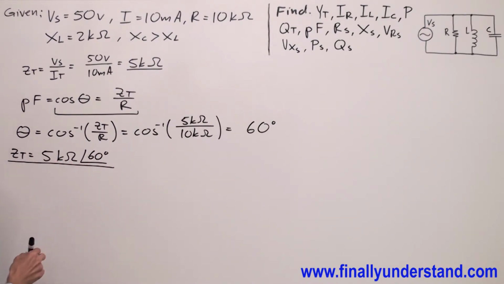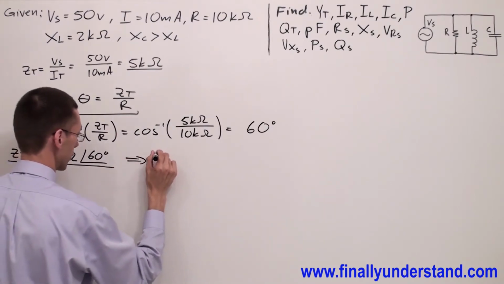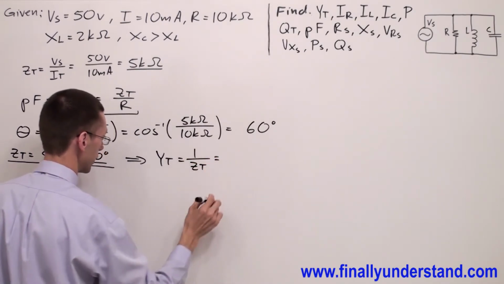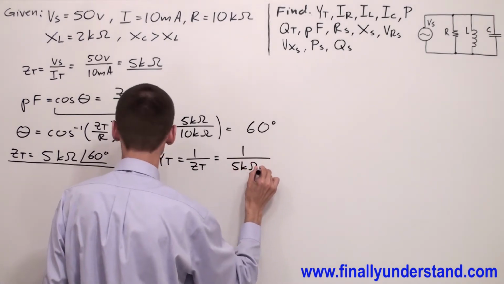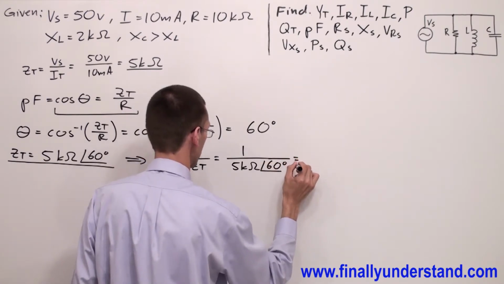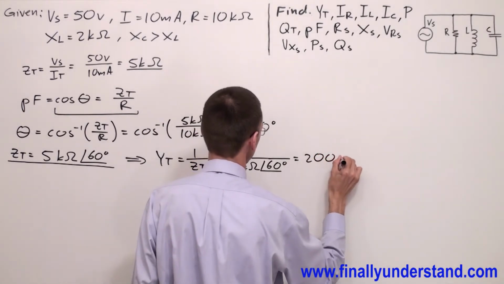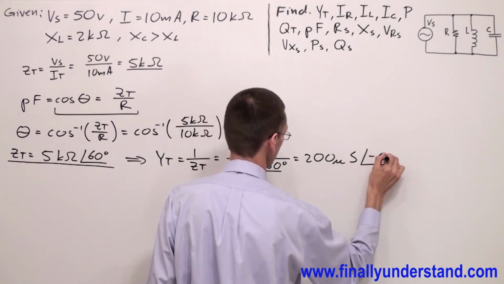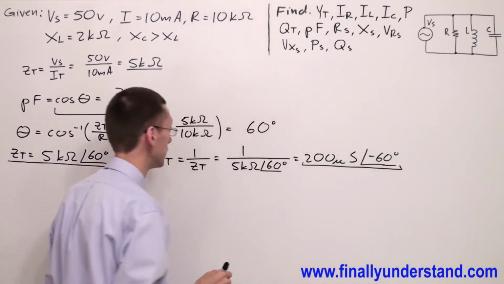Now I can find Y total. Let me write this over here. So Y total is 1 over Z total. So I have 1 divided by 5 kiloohms and angle of 60 degrees. This is equal 200 microsiemens and angle of negative 60 degrees. Okay, so this is my total admittance.